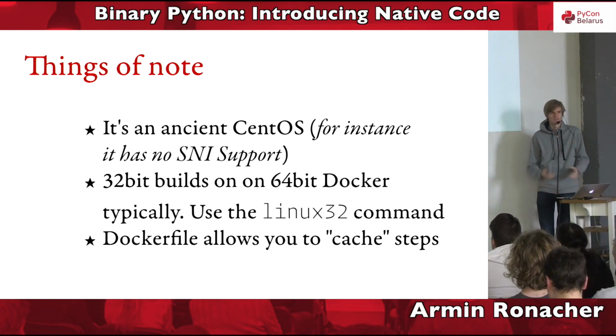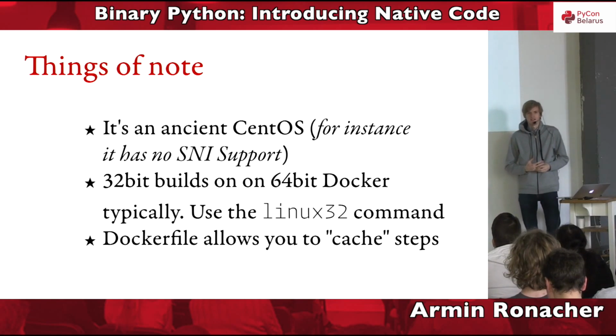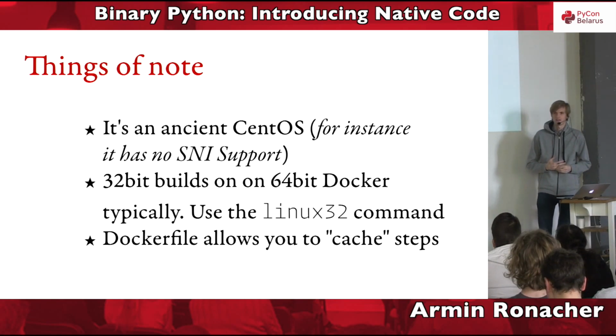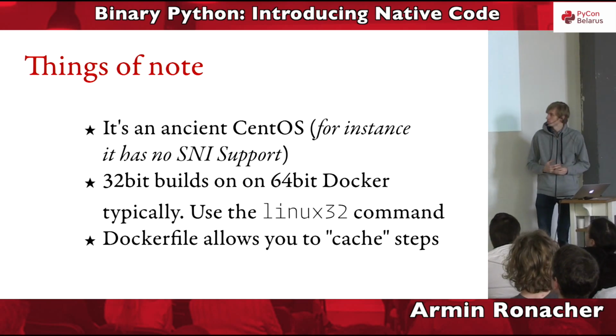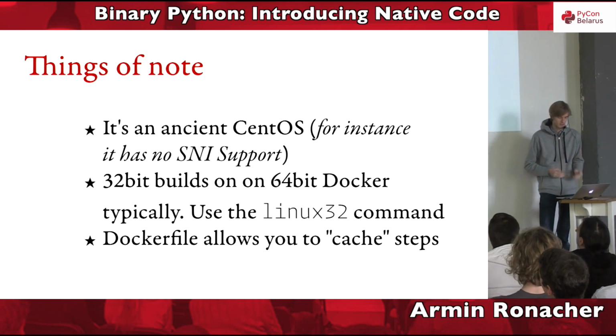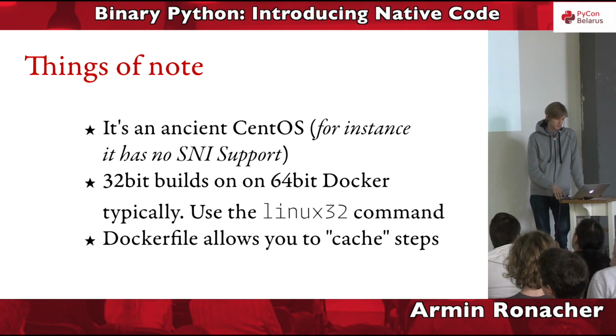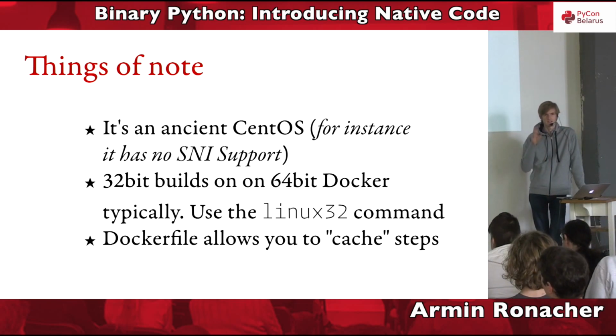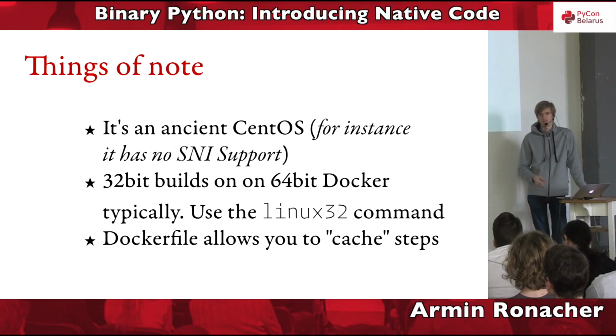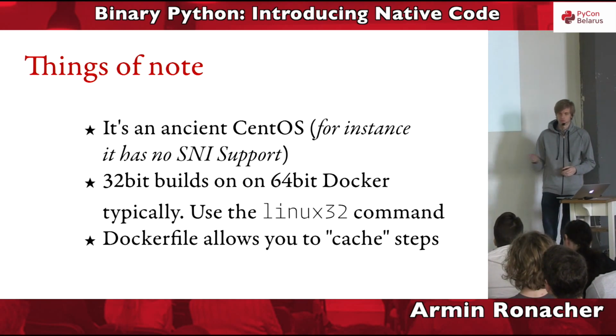Because we have only a 64-bit machine we're building on, the 32-bit Docker images are actually on a 64-bit machine, so you need to use the linux32 command to fake the entire thing into running as if it was running on 32-bit. So that's quite useful. I didn't know initially that this is how it works. So you need to prefix every command that you run in your Dockerfile with linux32 so that the environment variables that compilers pick up actually point to the 32-bit libraries.